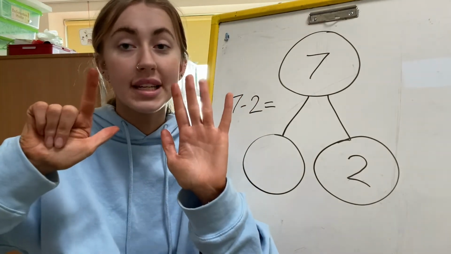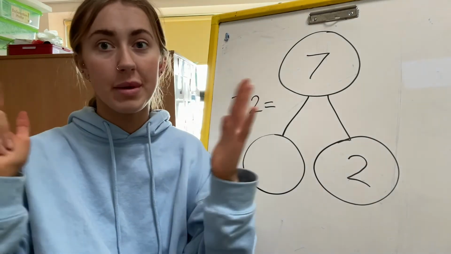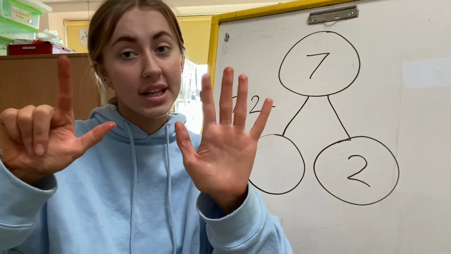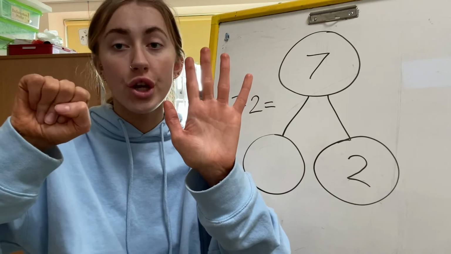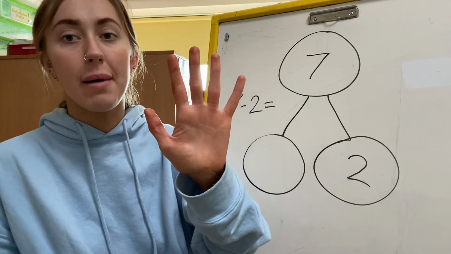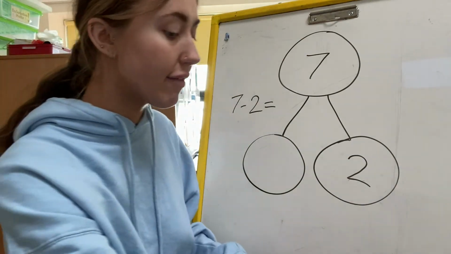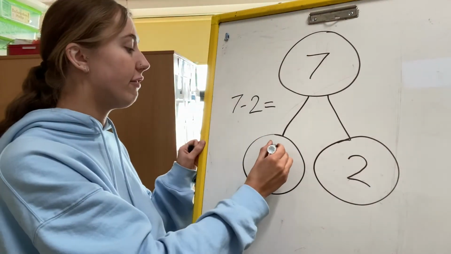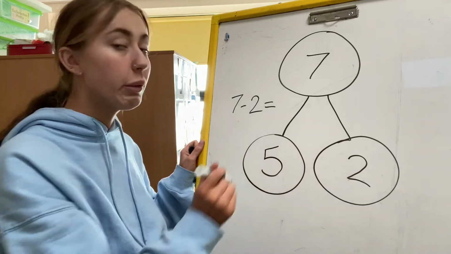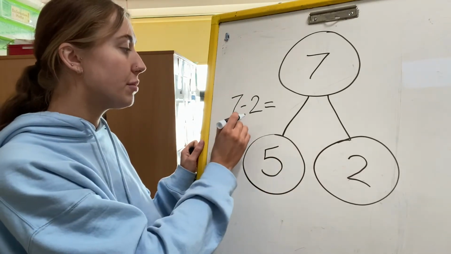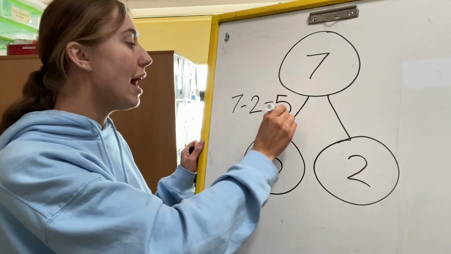And we're counting down because when we subtract, we make the number smaller. So I'm counting down 2. 1, 2. And how many am I left with? I'm left with 1, 2, 3, 4, 5. I'm left with 5. So our other part is 5. So what have we worked out? We've worked out that 7 subtract 2 equals 5.